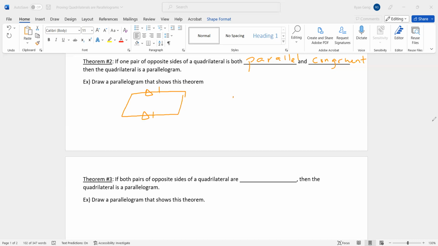Now, I will see people who think that this is a parallelogram. These are parallel and these are congruent. That's not a parallelogram. Okay.